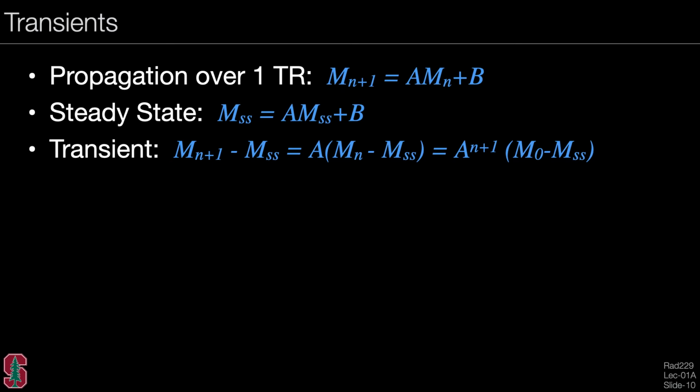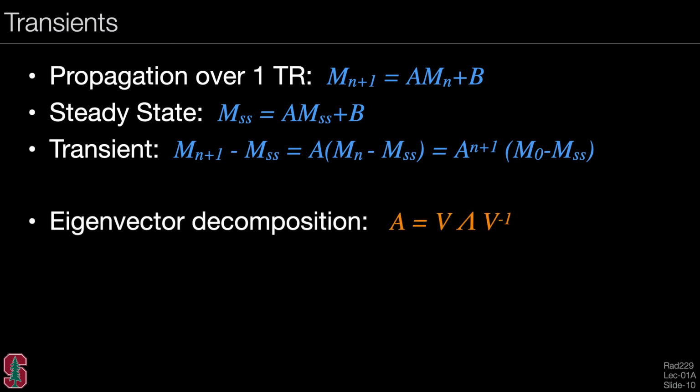Now, we can use a very powerful analysis, which is eigenvector decomposition, to actually add some intuition to this case. So remember, the eigenvector decomposition of a matrix A looks like this, where we have a V matrix, where the columns of V are the eigenvectors. We have a diagonal lambda matrix, which consists of the eigenvalues corresponding to these eigenvectors, and we have the inverse of the eigenvector matrix.